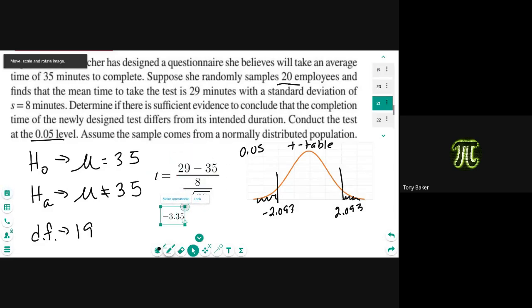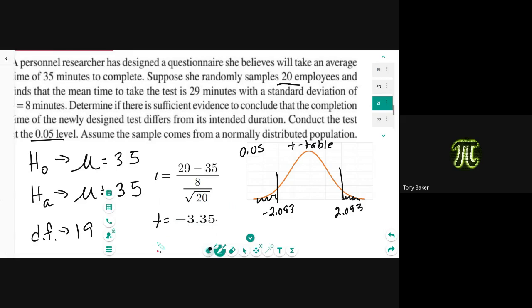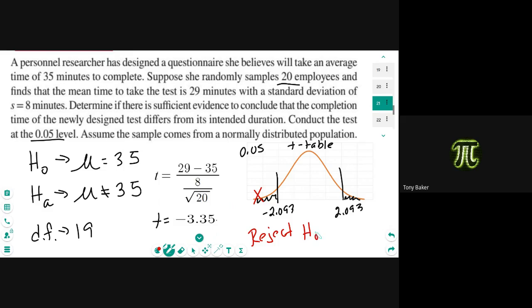But this is our first negative one, which is fine. So t equals negative 3.35, which is somewhere over here. So I reject the null hypothesis. So there is significant data, at the 0.05 level, that the mean time to take the test differs from 35 minutes, or is not 35.